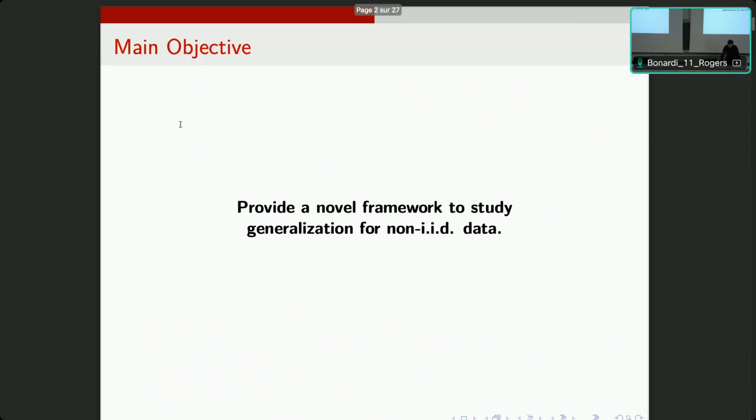So today's talk is about providing a novel framework to study the generalization error of any statistical learning algorithm when the data are no longer assumed to be IID. This approach is inspired by the recent work of Lugosi and Neu and their so-called framework online-to-PAC conversions.